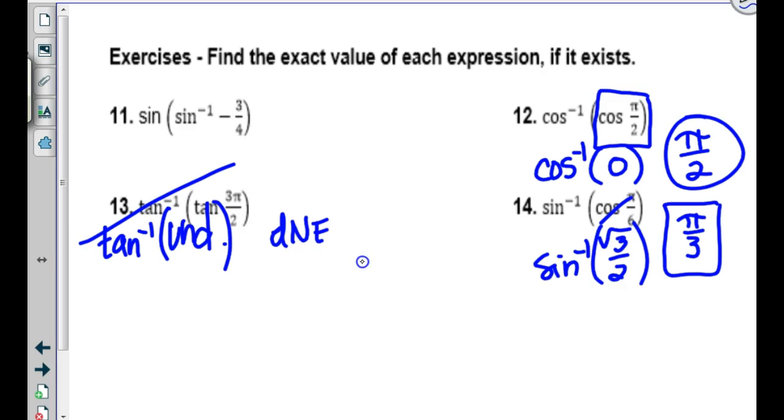All right. Let's talk about 11. Where is the sine negative 3/4, and then what is the sine at that spot is what it's asking. So where is the sine negative 3/4? What quadrant would the sine be negative in? Okay.